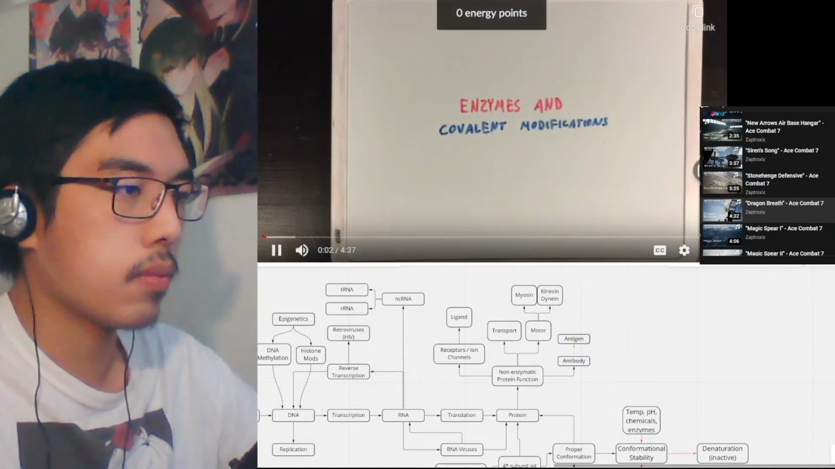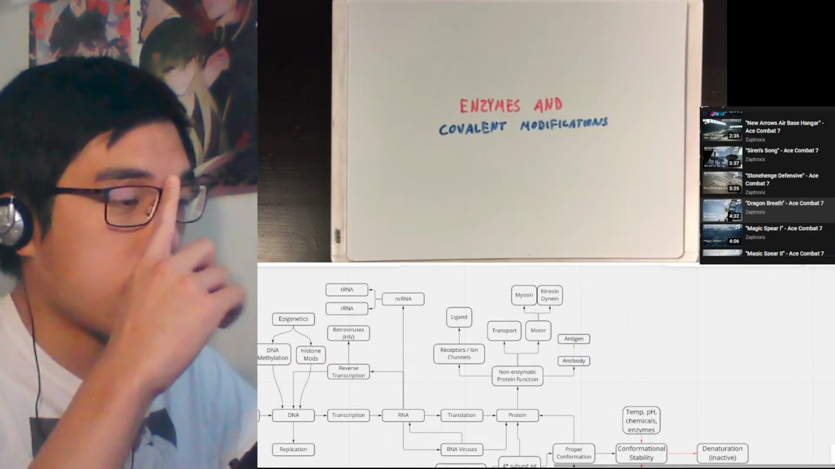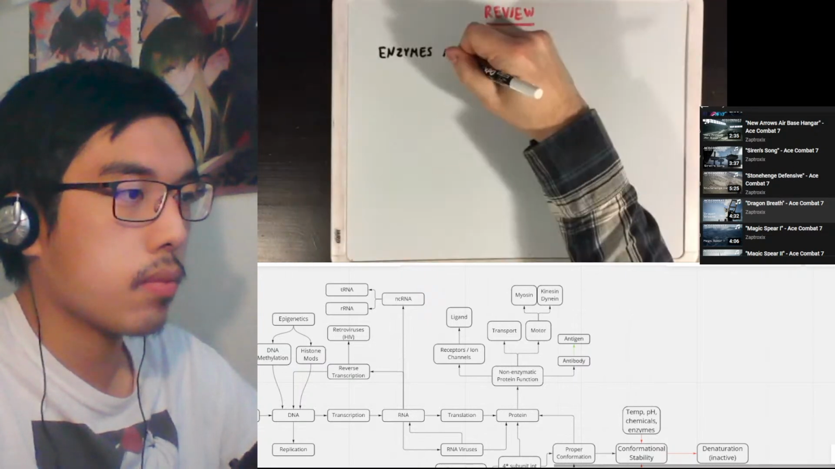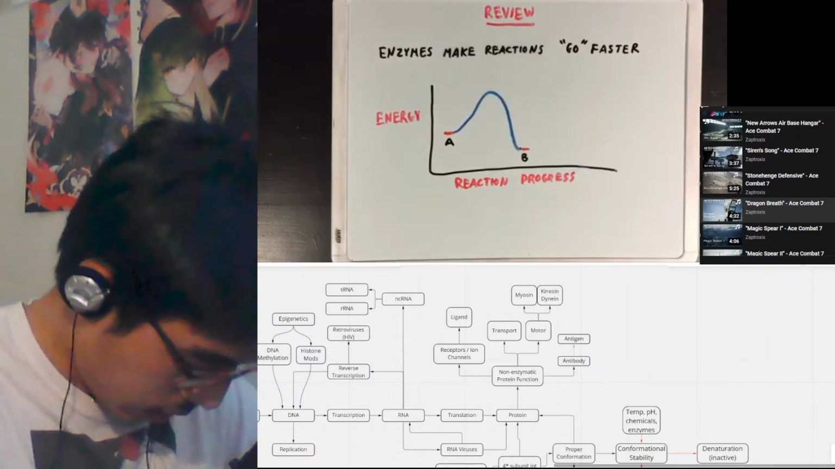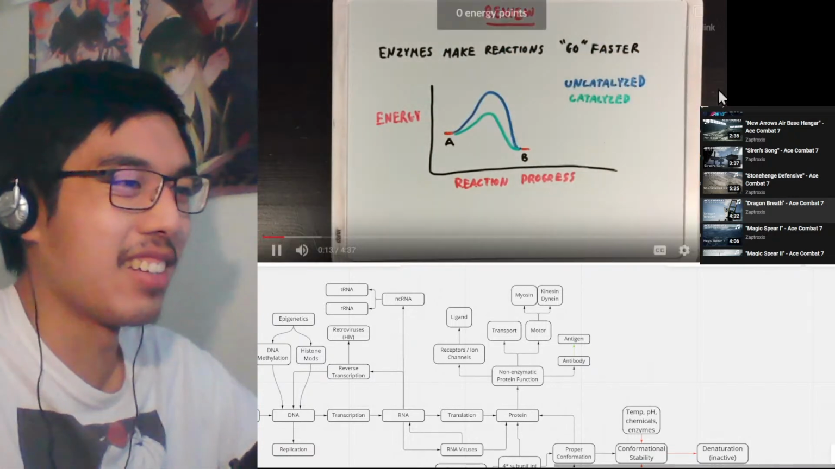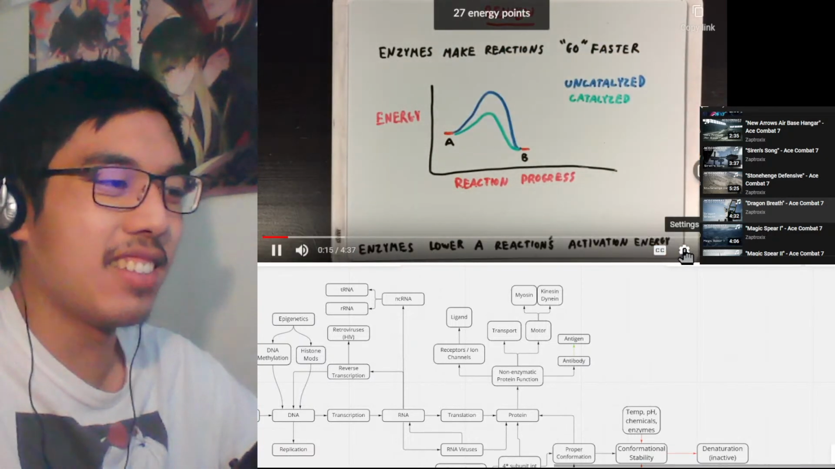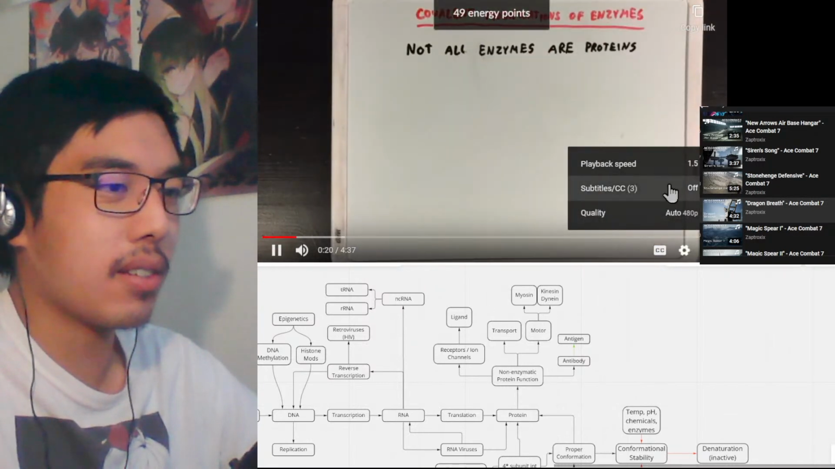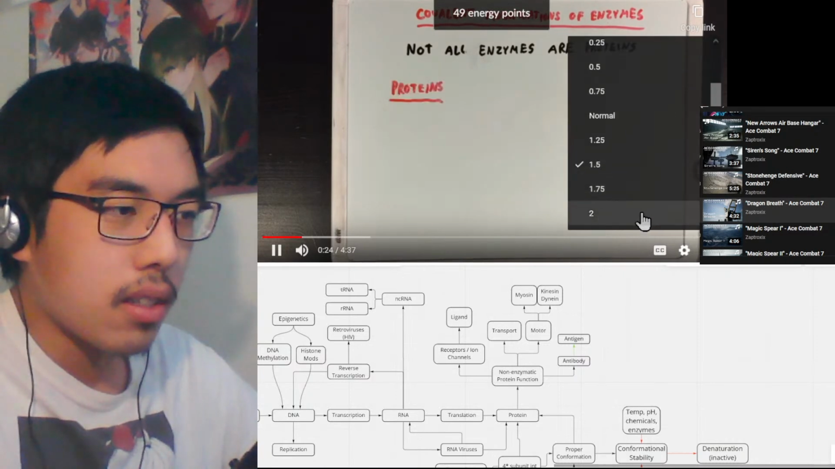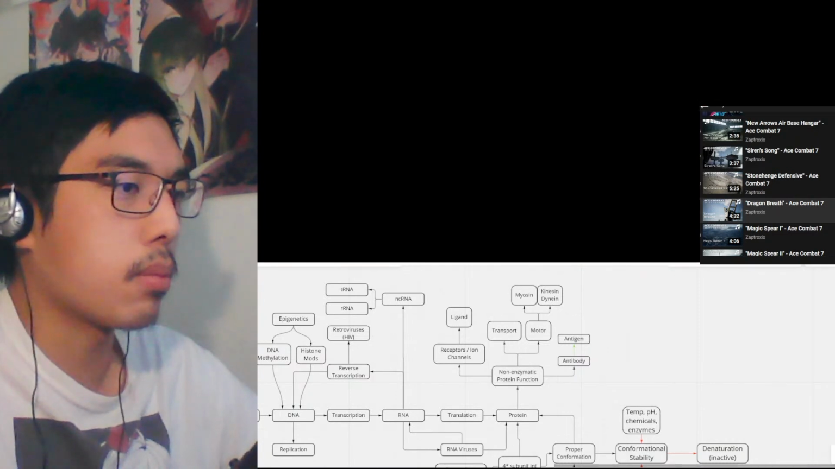So today we're going to learn about covalent modifications to enzymes. But first, let's review the idea that enzymes make reactions go faster. And looking at a reaction coordinate diagram, you'd notice that enzymes do this by lowering the reaction's activation energy. Also, before we talk about modified enzymes, I want to remind you that not all enzymes are proteins. Often when we think of enzymes, we think of proteins, which are amino acid molecules.